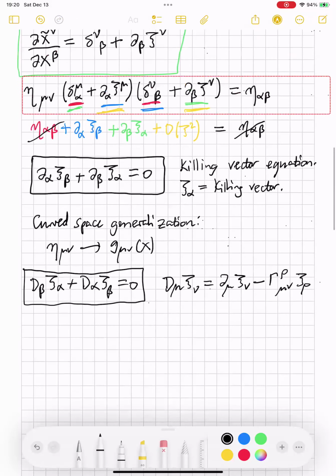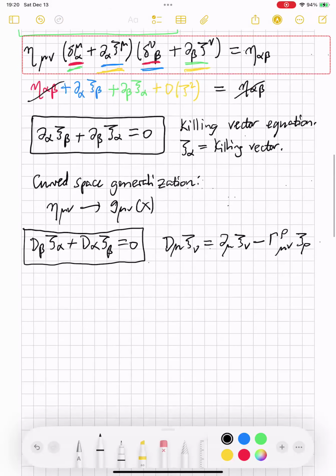Okay, good. So what are we going to do next? Now we're going to look for solutions to the Killing vector equation and really show that we can recover the Poincare group. And then we'll move on to talk about what's the correct requirement for the conformal group. And we'll get a differential equation that we'll solve to figure out what the conformal group is.